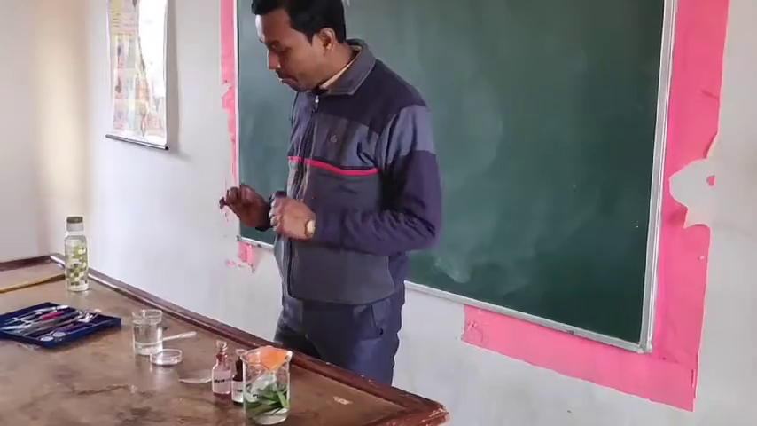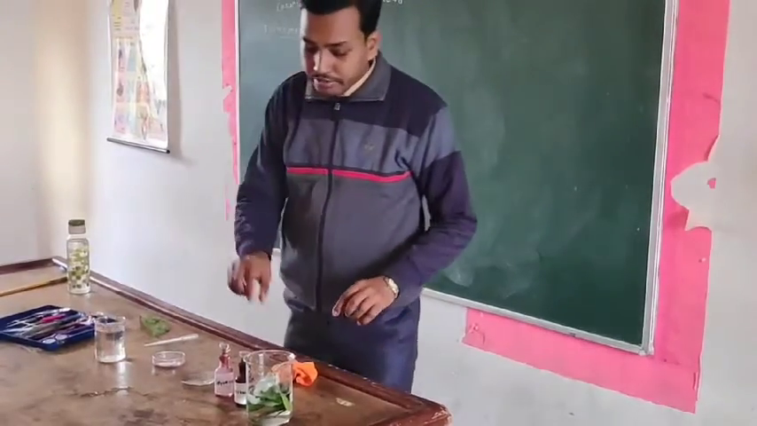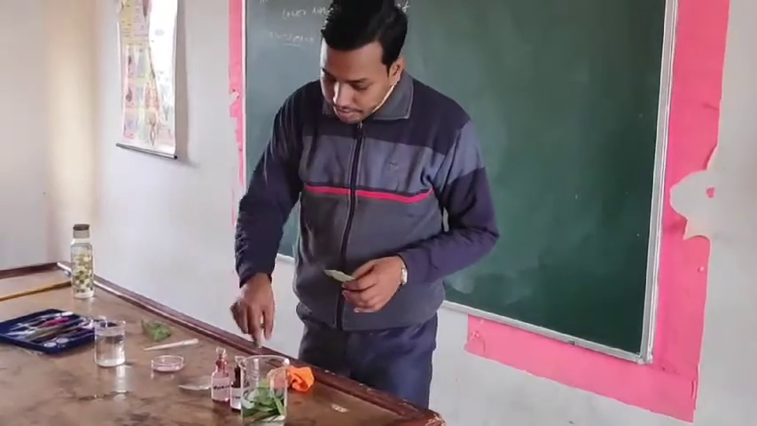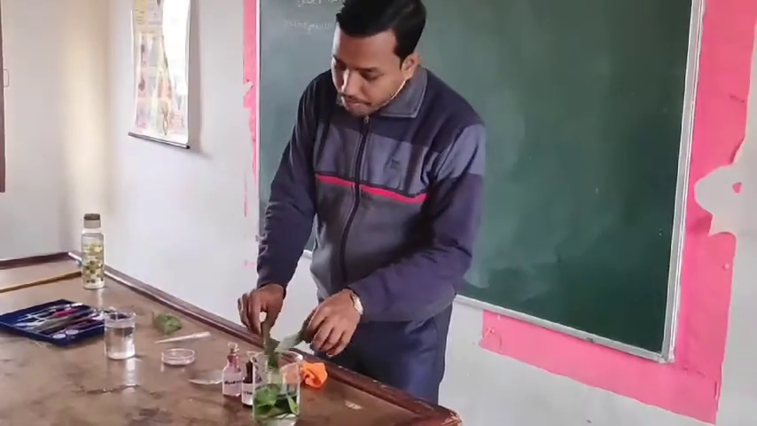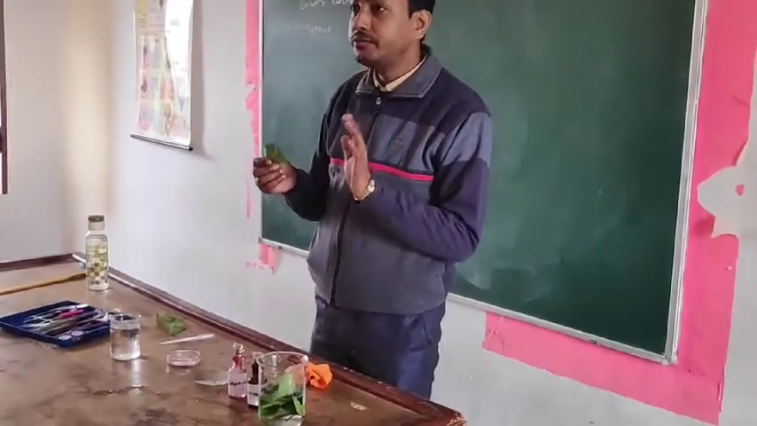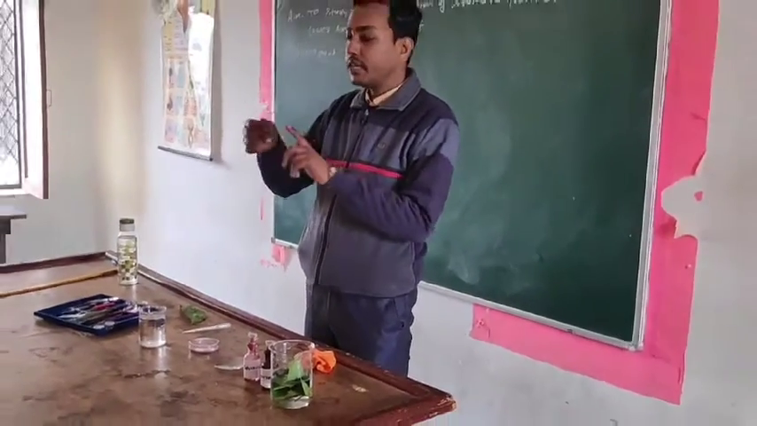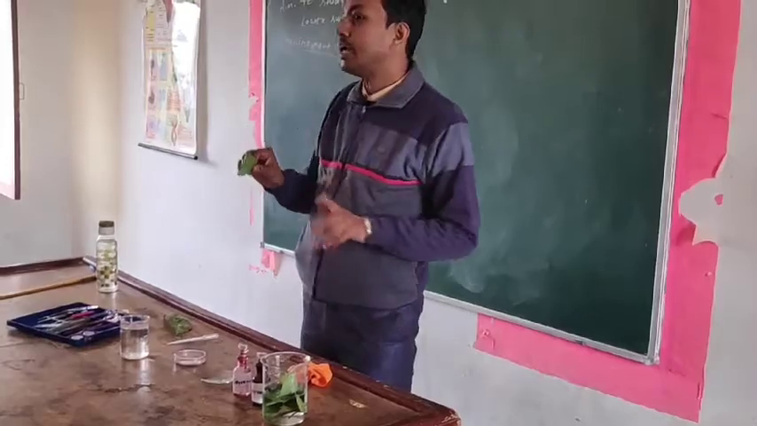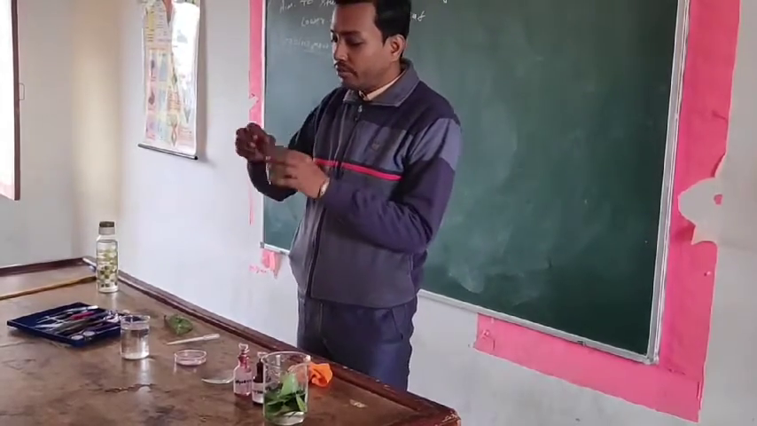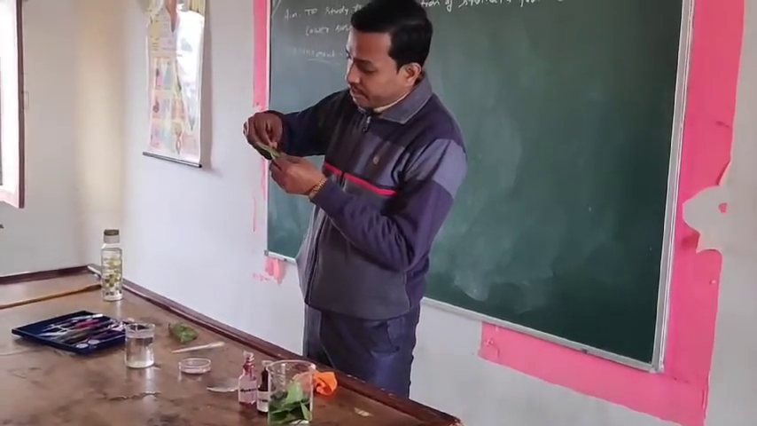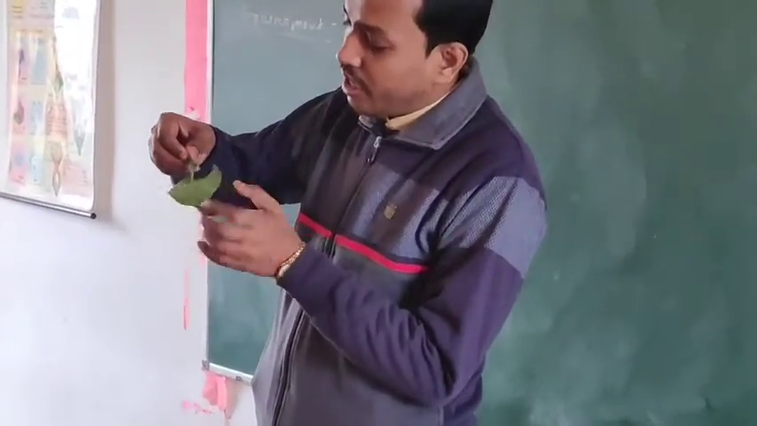Keep in mind, now back to what are the major steps by which we can recognize the upper and lower surface of the leaf. First of all, we need to extract the leaf peel from the upper and lower surface of the leaf. This is the upper surface, that is known as the adaxial surface, and this is the lower surface, that is known as the abaxial surface. First of all, we need to extract the leaf peel from the lower surface of the leaf. It is very easy to extract the leaf peel.